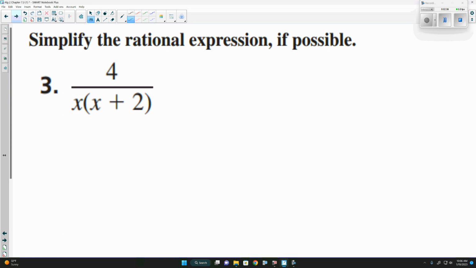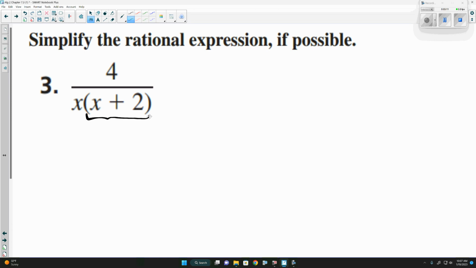When we look at this first example, 4 over the quantity x times x plus 2, we want to simplify anything that's in common on top and bottom. So what's in common on top and bottom? We do have a 2 inside the x plus 2, but unfortunately, we have to consider this as a single term because of the addition. So is there actually anything in common on top and bottom? No. This one is actually simplified. That's as simplified as it gets. It doesn't have anything in common.